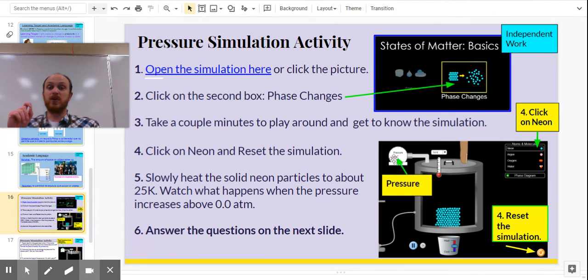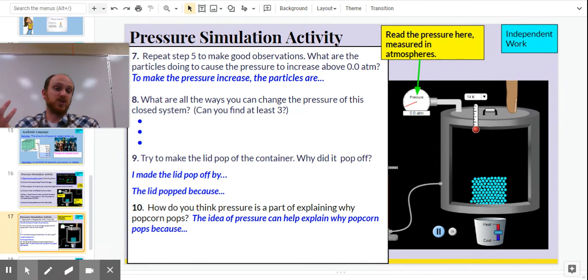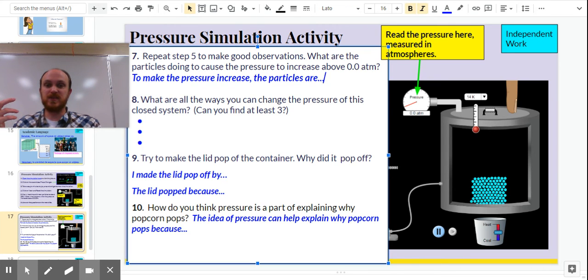The pressure will be at 0, and I want you to carefully watch what's happening as you slowly heat up a little bit until it's just 25. So you're only heating up a little bit, and then wait and see if the pressure will increase, and then go, wait, I saw that. That's the reason the pressure increased. And then answer these questions. Number 7 is repeat what I just told you to do, adding heat until it's at 25 Kelvin. What happened? What did the particles do that made the pressure go above 0, that gave it some kind of pressure in the jar? Finish the sentence: to make the pressure increase, the particles are doing what?